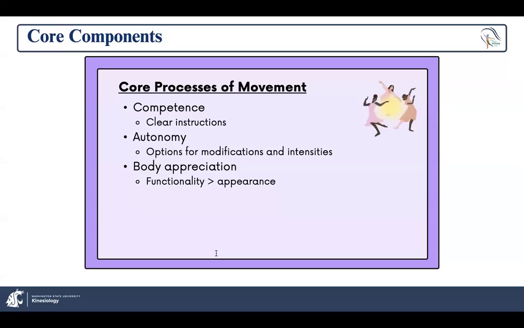And then body appreciation. Body appreciation support includes cueing during the movement activity that helps the participants draw their attention and focus to the functionality, the strength, and appreciation and gratitude for what their bodies can do. This is in direct opposition to thinking about what their bodies look like or the appearance of their bodies. So the focus on body appreciation support is on functionality over appearance.